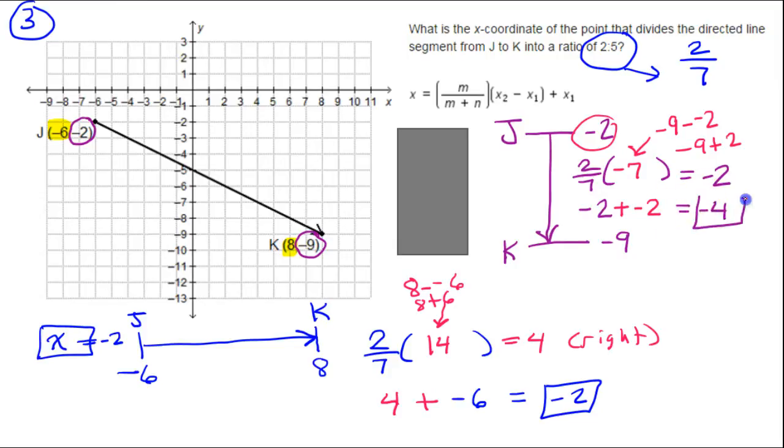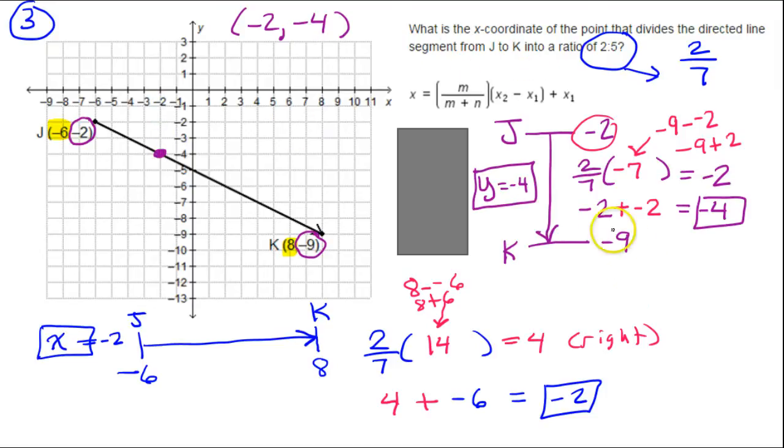Remember we're doing the y values right now. So this tells me that the y value is going to equal negative 4. So we have an x value of negative 2 and a y value of negative 4. If you put those together, that's going to give me the point negative 2 comma negative 4. That should be the partition point. That's the spot right here.